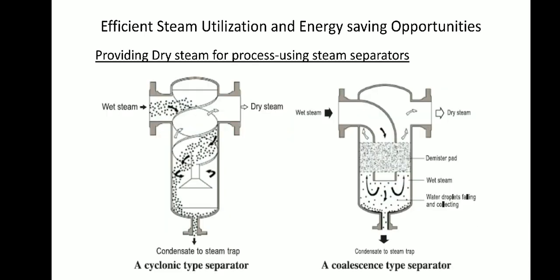Then second, providing dry steam for process, which means using steam separators. The best steam for industrial process heating is dry saturated steam. Wet steam reduces total heat in the steam. Also, water forms a wet film on heat transfer surfaces and overloads traps and condensate equipment. Superheated steam is not desirable for process heating because it gives up heat at a rate slower than the condensation heat transfer of saturated steam.